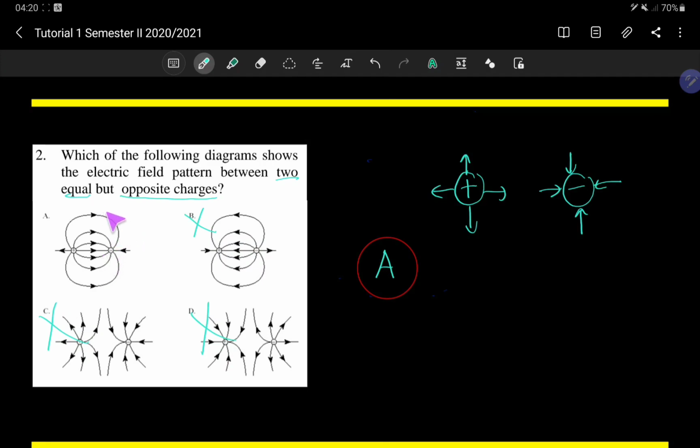So remember, the lines now represent the strength of the electric field, or the electric field strength. Alright, so remember that. The charges now are equal, so the number of lines should be equal.